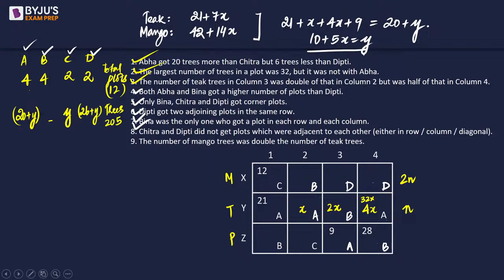Also, Bina so far has 28 plus 2x. So this was about Abha. If we talk about Bina, she already has 28 plus 2x. That is known to us. Obviously, it's going to be greater than that.